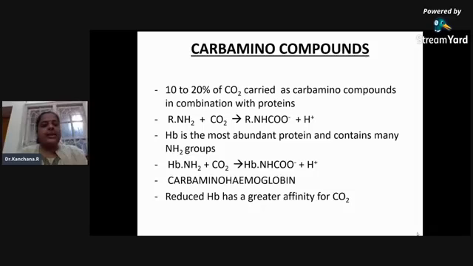Now, RNH2 is nothing but the amino group of the hemoglobin molecule. When combined with carbon dioxide, it forms RNHCOO minus. Then hydrogen ions are liberated. Hemoglobin is the most abundant protein and contains many NH2 groups. When carbon dioxide combines with hemoglobin, it's called carbaminohemoglobin, because it binds to the amino group of the hemoglobin. Reduced hemoglobin has a greater affinity for carbon dioxide.